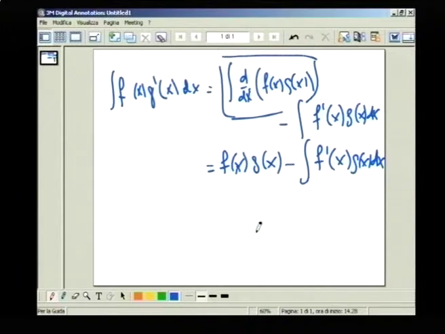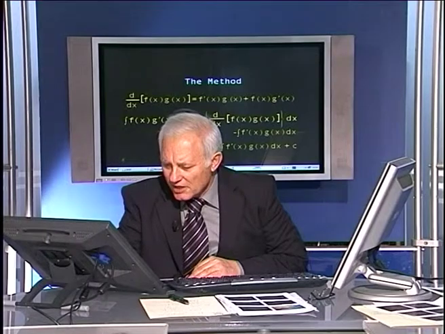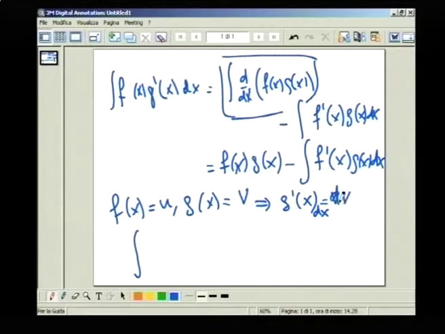Of course, you can add a constant c. Now, if you take, for example, f of x is equal to u and g of x is equal to v, you end up with the following integral. Here you have u, and this gives you what? This gives you g dash of x. Since v is equal to g of x, then dv by dx is equal to g dash, so g dash of x dx is equal to dv.